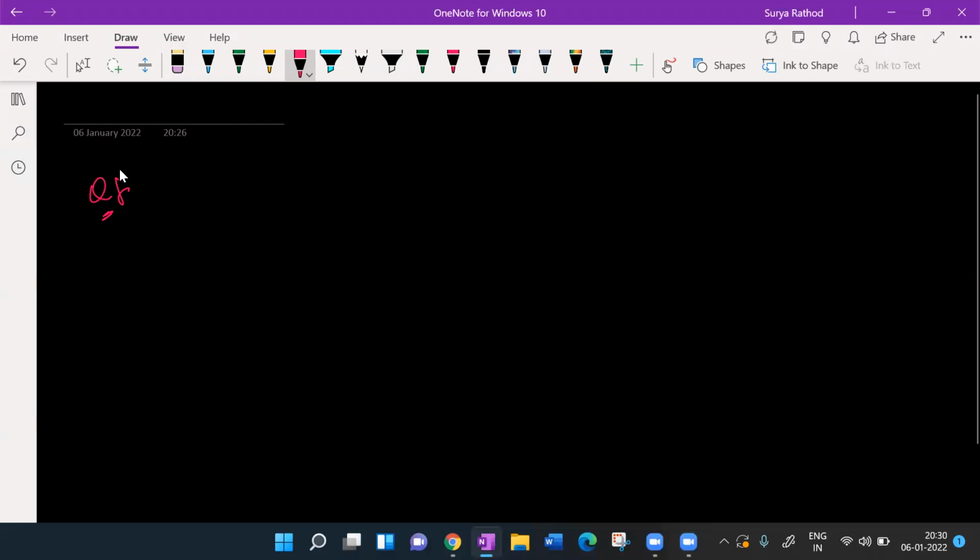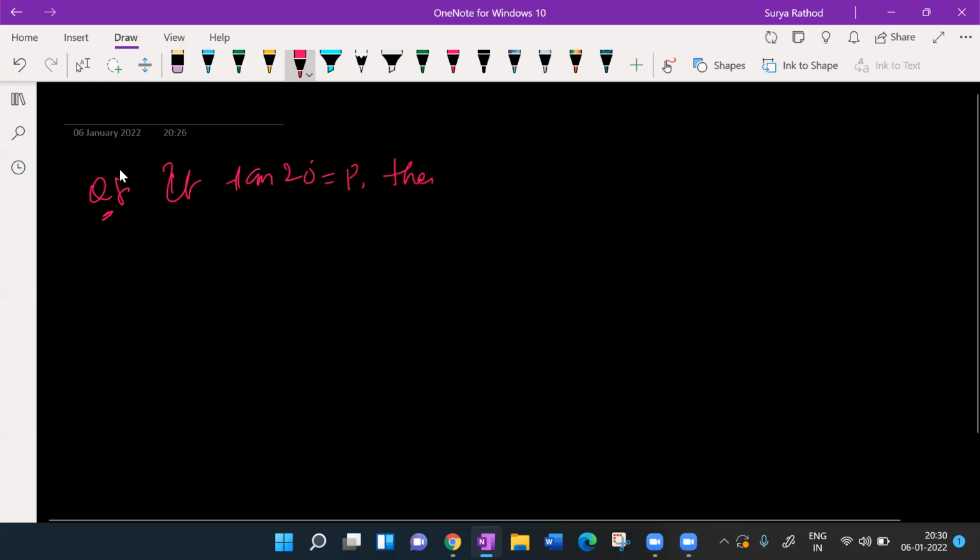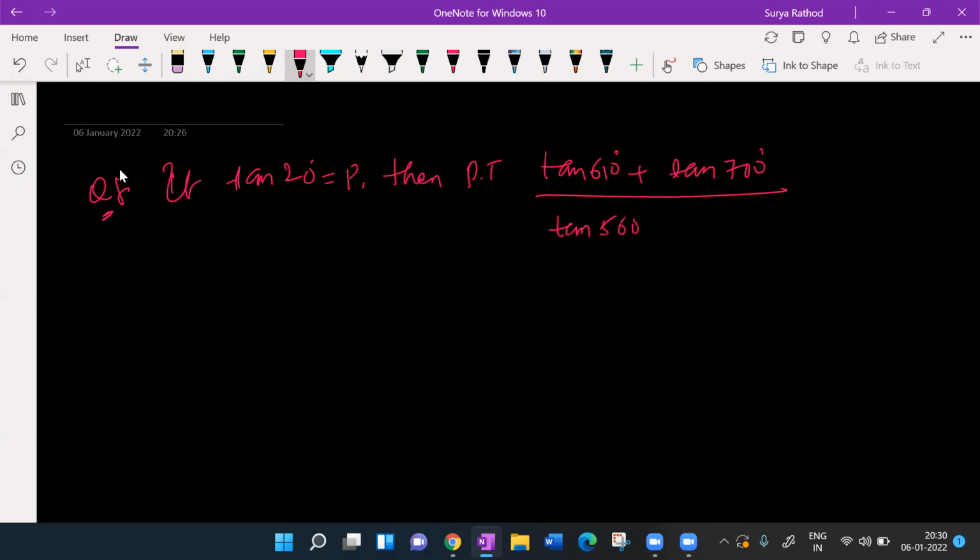Yeah, this is a very important type of question. If tan 20 degrees is equal to P, then prove that (tan 610 + tan 700) divided by ... This is very important for UIP as well, very important for 4 marks, and important from the JE point of view also. Important concept.